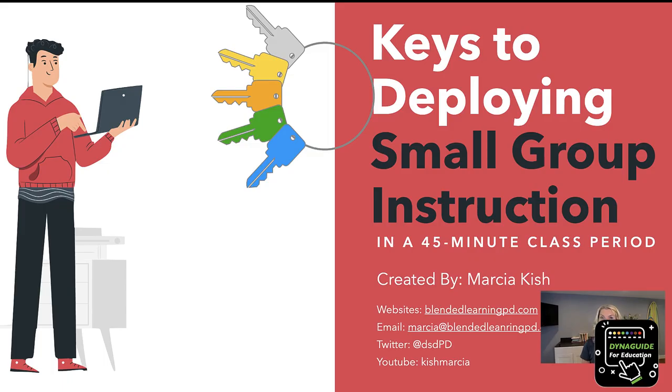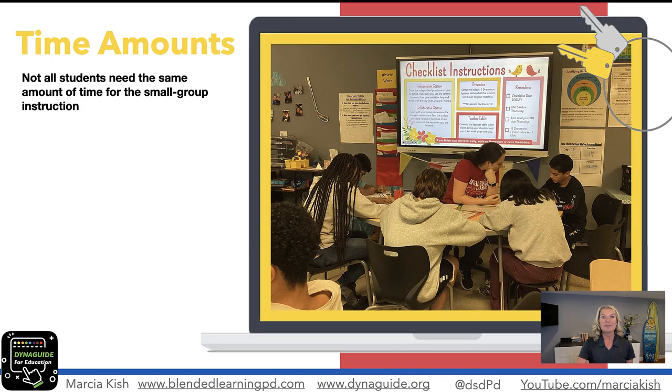So here we are. We already talked about part one, which was talking about all students in a small group during 45 minutes. Now part two is going to be talking about time amounts. And when we talk about time amounts, it's really that understanding that some students can grasp the concept quicker than others. Some students might need some extra help and support.